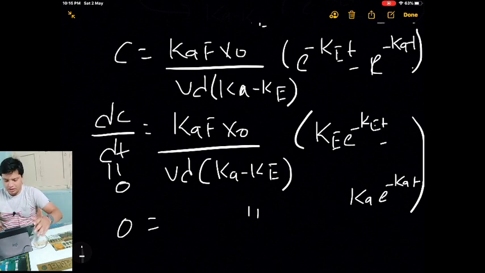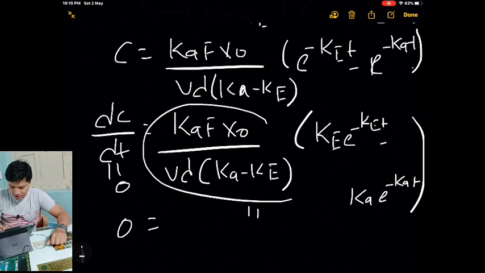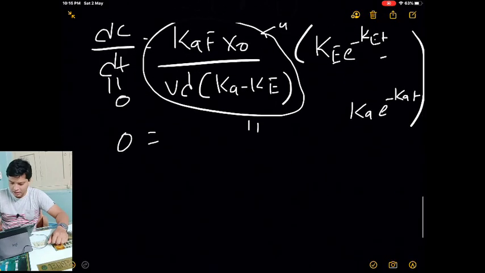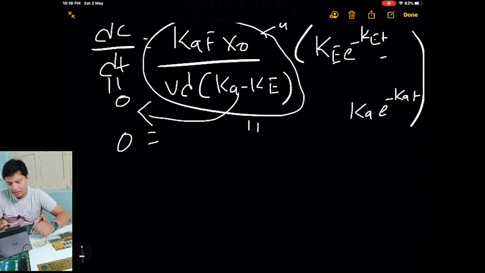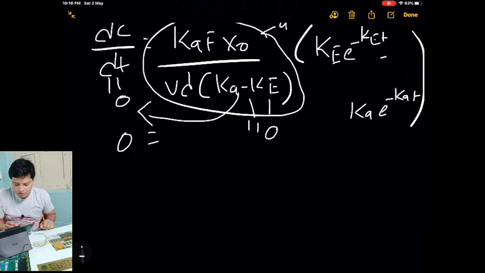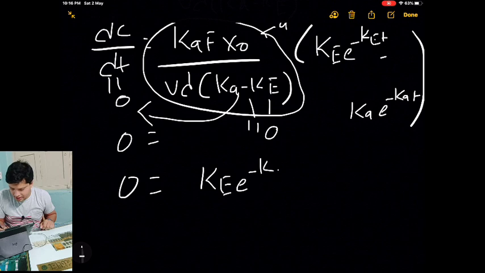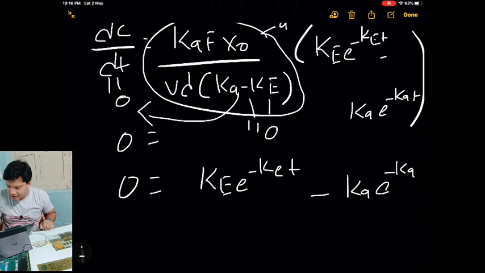I will consider this whole part as, let's say, a, to make it simple to see how this equation is converted. Now if you send this here, the left hand side is already 0, so this whole thing will become 0. So we get 0 is equal to the remaining part: ke e to the power of minus ket minus ka e to the power of minus kat. This is what remains, because this thing will become 0.